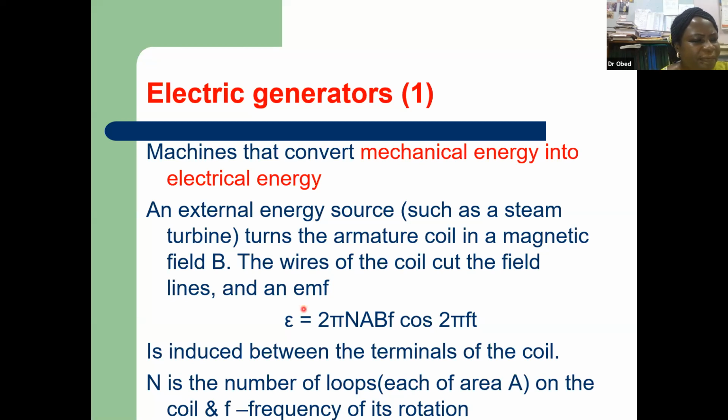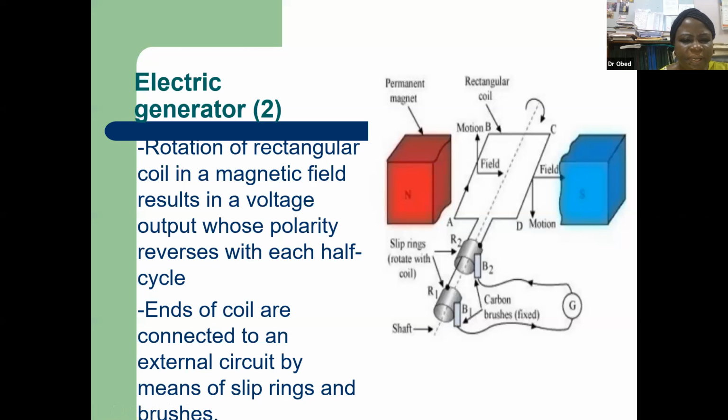When the loop is rotated at a constant angular speed, omega, the angle theta between the magnetic field vector and the area vector of the loop changes with time. Let me discuss the equation from the diagram of a generator. So theta will be equal to omega t, assuming that theta is 0 degrees at time t equals 0.